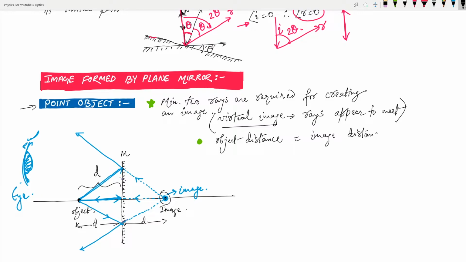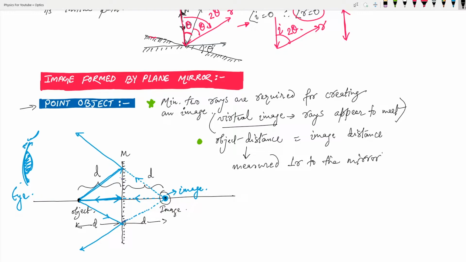Okay, this thing we have already learned in the properties. So this should also be d. Now how to measure this distance? This distance is actually measured perpendicular to the mirror. This is very important.